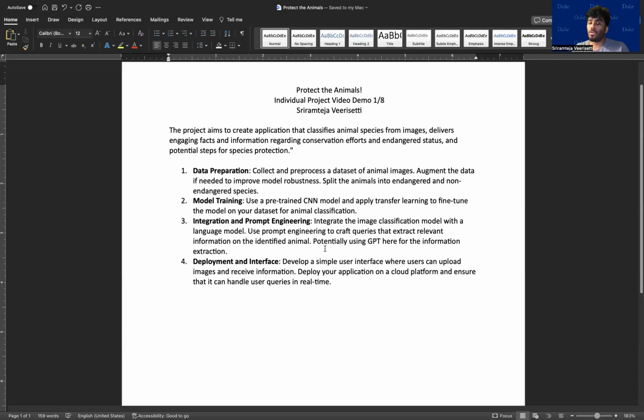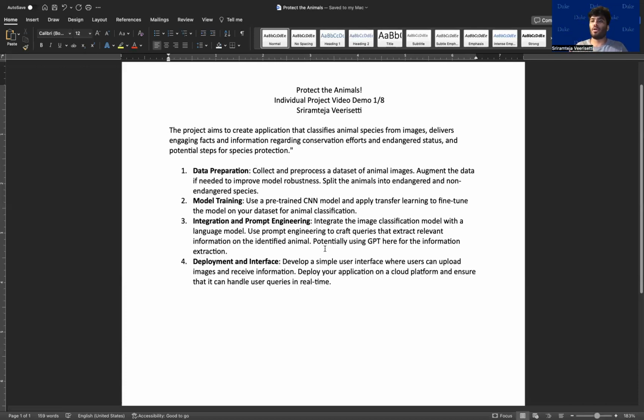I think it would be really cool to deploy this on a smartphone using a mobile app. The idea I had in mind was a user would be able to upload a picture of an animal, maybe they just see an animal out and they want to take a picture of it. The model would be able to recognize the animal and then provide all sorts of information to the user about its endangered status, as well as really cool information about the animal.